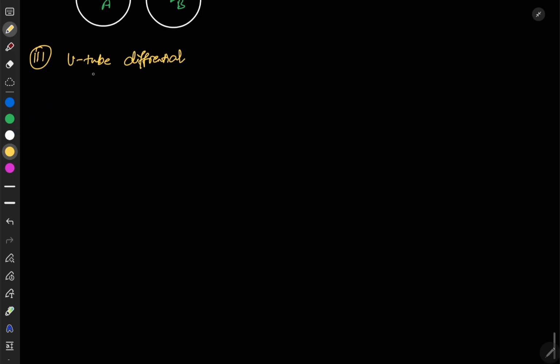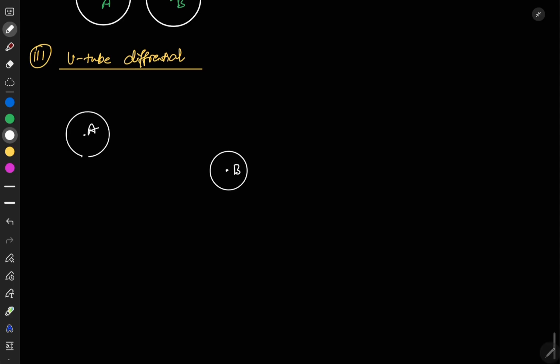Again, let's say there are two tubes, tube A and tube B. Let's say this is A and this is B, and we have installed a U-tube manometer between both points. Let's say it is something like this. We have installed the manometer between A and B. Of course there will be manometric fluid here. Let's say this was your initial level, and now this is your final level.